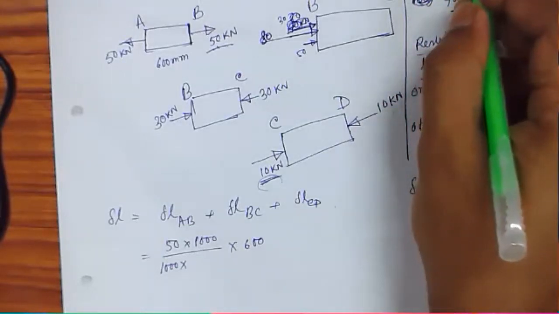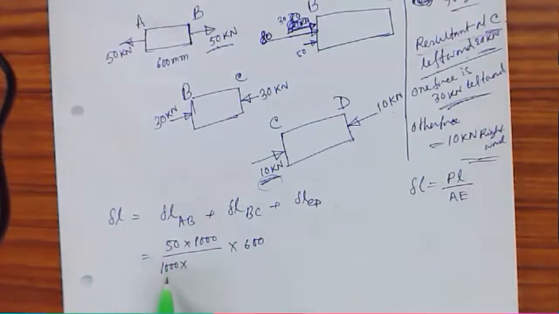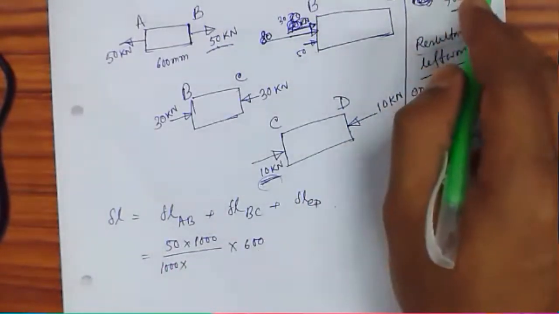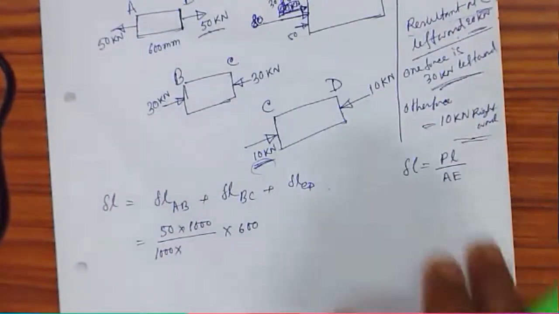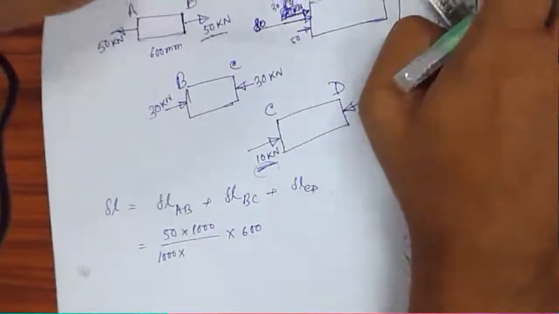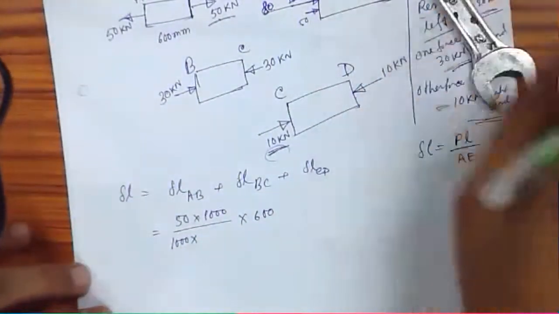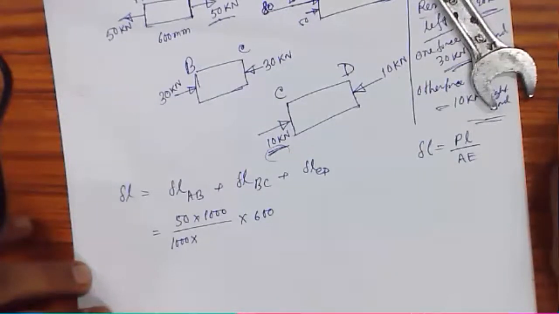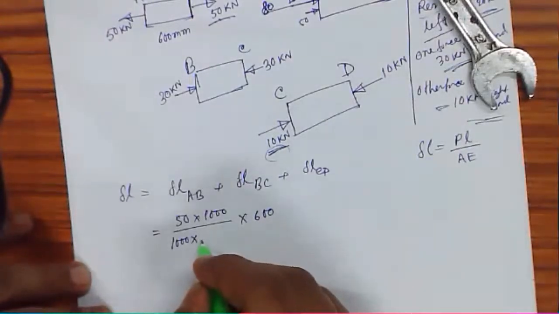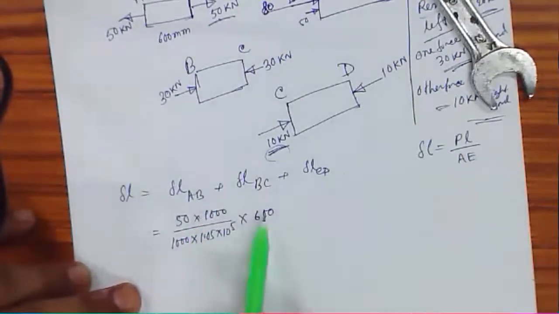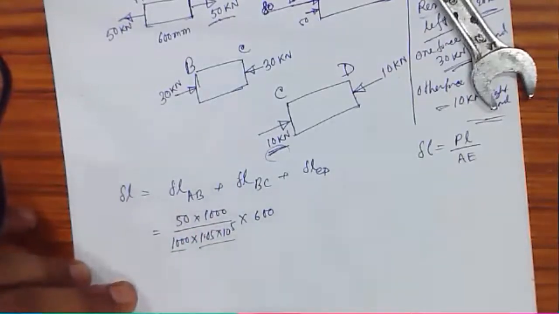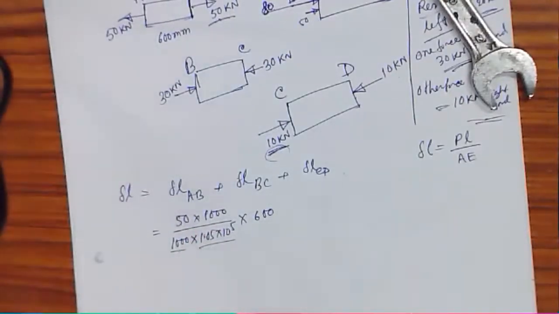So this is taken in Newton. We have changed P into Newton. This is kept in millimeter, this is kept in millimeter, and this is also kept in millimeter square. So we keep all these things in millimeter. Now, with E as 1.05 into 10 to the power 5, PL by AE is for segment 1.